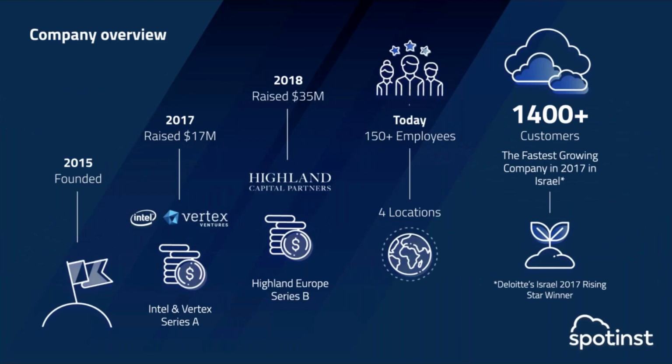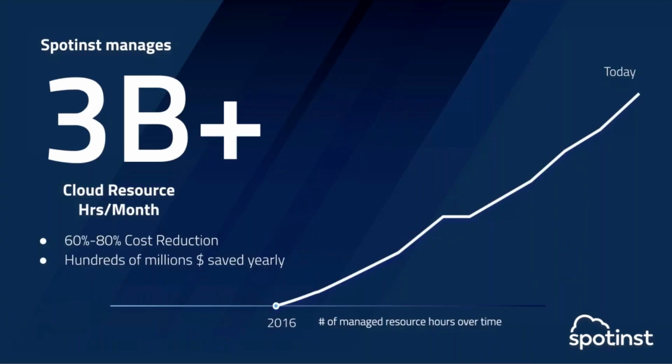With that said, company overview: Spotinst was started in 2015. Since then, we've had a couple of rounds of funding. We're expanding today. We're doing well in over 4 locations around the globe, with 150 employees and over 1,400 customers. We measure ourselves in what we call resource hours per month. Customers come to us for cost reduction and workload automation, and we've been steadily increasing our resource hours since 2016 and are managing over 3 billion resource hours across all the major cloud providers.